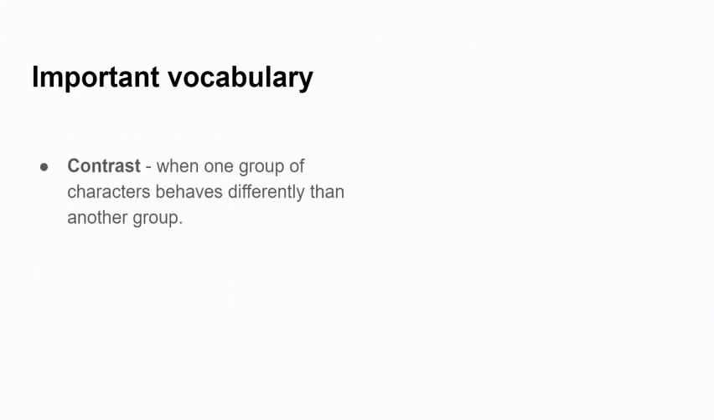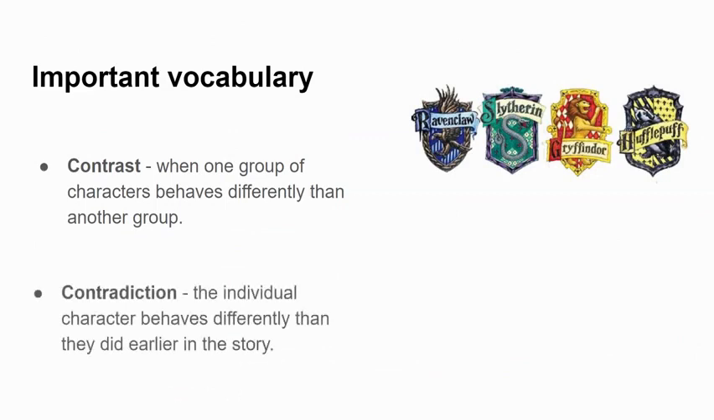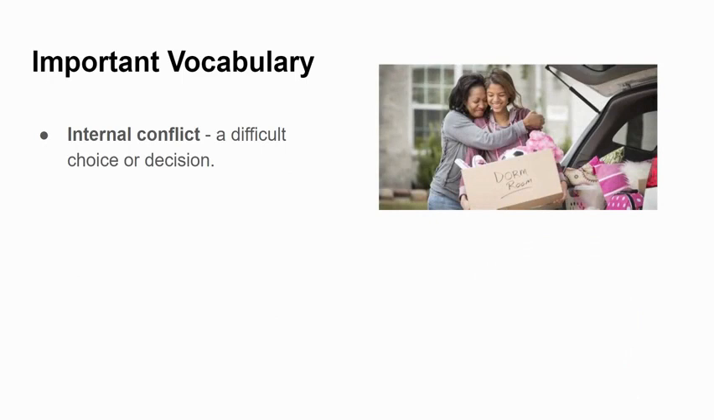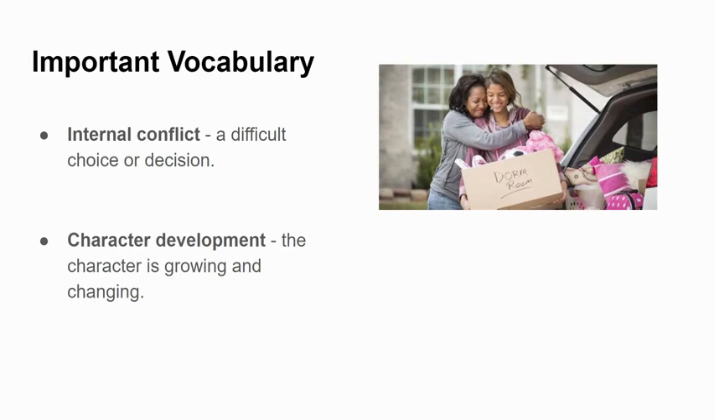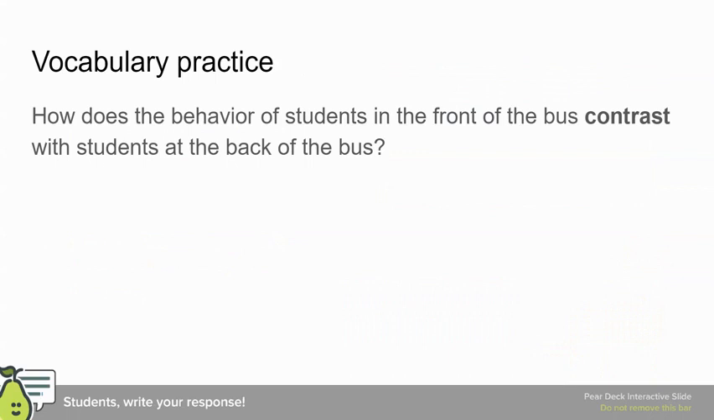Important vocabulary: contrast is when one group of characters behaves differently than another group. Contradiction is when an individual character behaves differently than they did earlier in the story. So Snape is kind of nasty at the beginning, but later he actually does some good things. Internal conflict is what often creates character change, those difficult choices or decisions. And character development is when a character grows and changes, usually for the better.